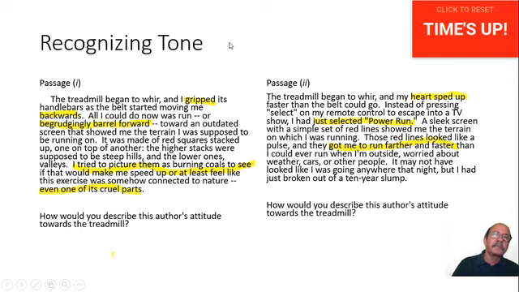Now there are many times when you get passages which have a lot of questions in them. What kind of tone do you think would be conveyed? There are lots of questions there. So obviously, if there are questions, the author doesn't expect you to answer them loudly. He wants you to think about them. So the tone becomes rhetorical.